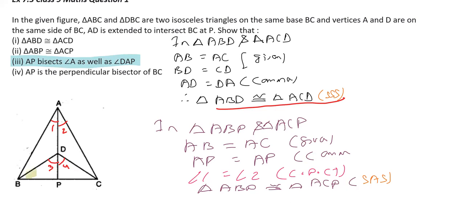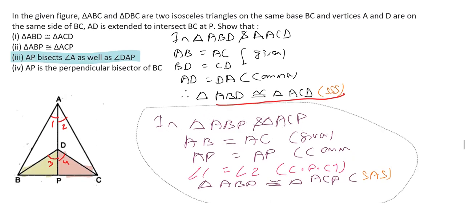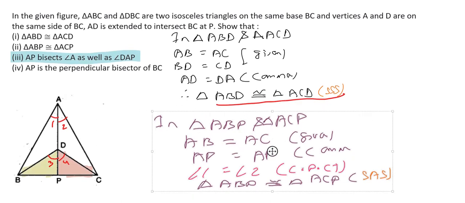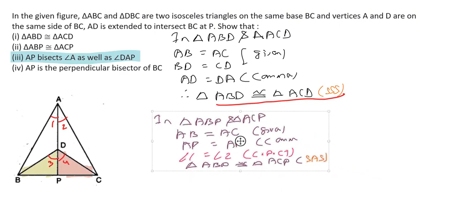If you see, these two angles belong to two different triangles, one is this, another being this. So we'll prove these two triangles congruent, and we'll be proving this congruence with the help of CPCT, that is corresponding parts of congruent triangles. So I'll do it here.